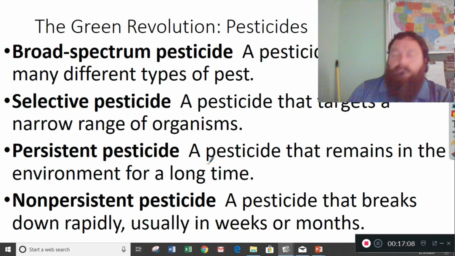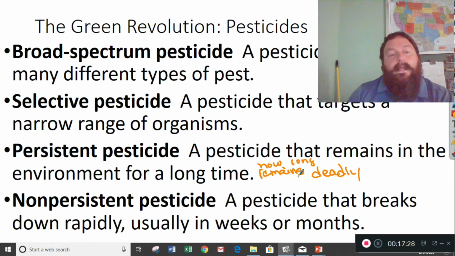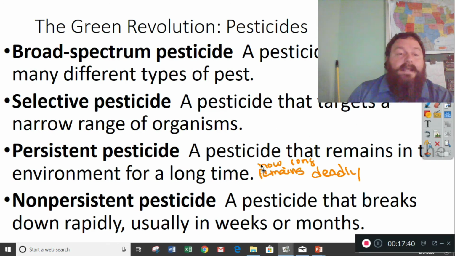The other thing we have to look at when we use pesticides is the persistence of them. Persistence is how long it remains deadly in the environment. So we're looking for how long it's going to stay deadly. Ideally, we want to use a non-persistent selective pesticide. Those are the ones that break down fairly quickly after the application and then are selective to only one group of organisms. Because what we don't want to do is have that pesticide build up in concentration over time.